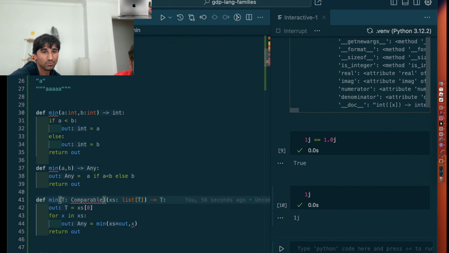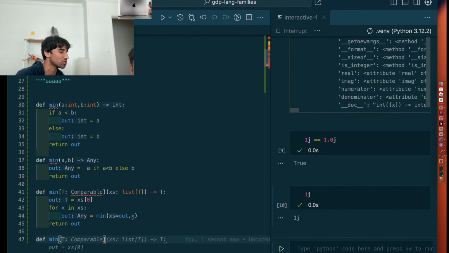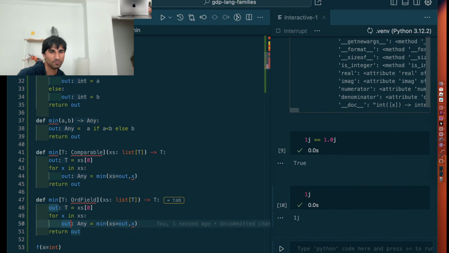Yeah. Whereas if you wanted a more specialized one, then maybe you would do def min. Also, the name T is just conventional for type, but it's just an identifier. It can be anything. And then you would instead use the more efficient implementation, assuming it is more efficient.